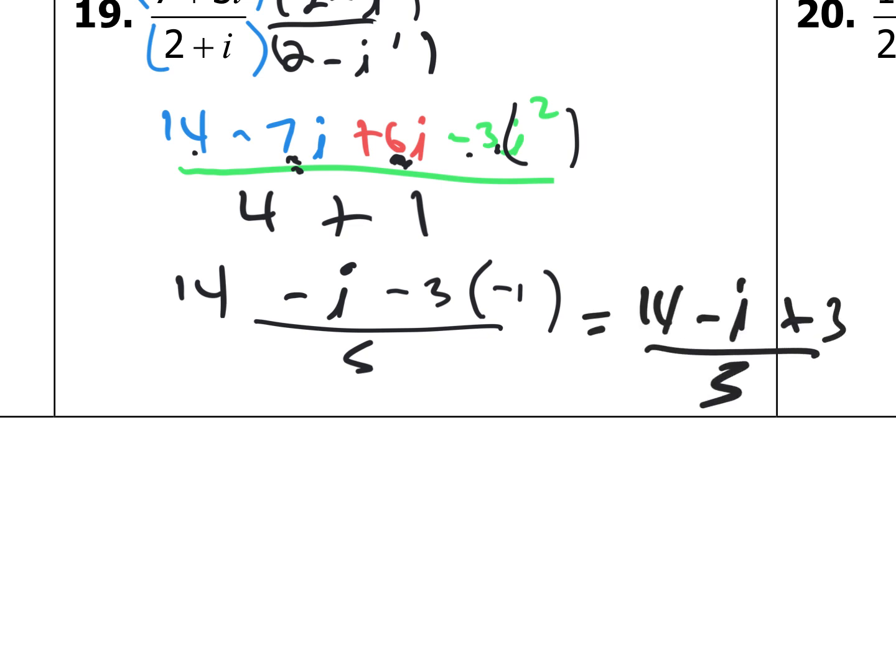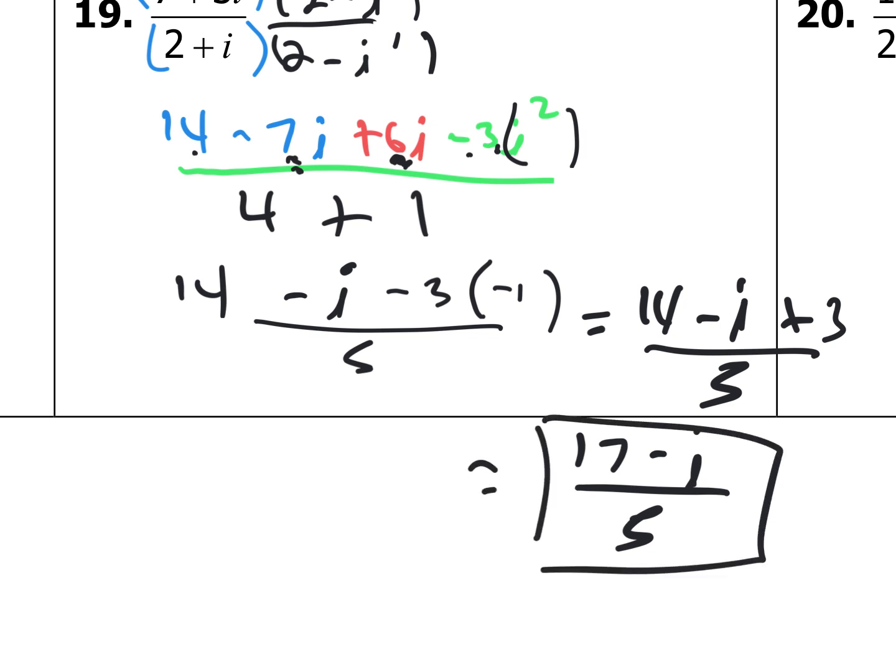What goes together? How much is that? 17 minus i all over 5. Does it reduce like the other ones did? No. Nope. There's your answer. Yay.